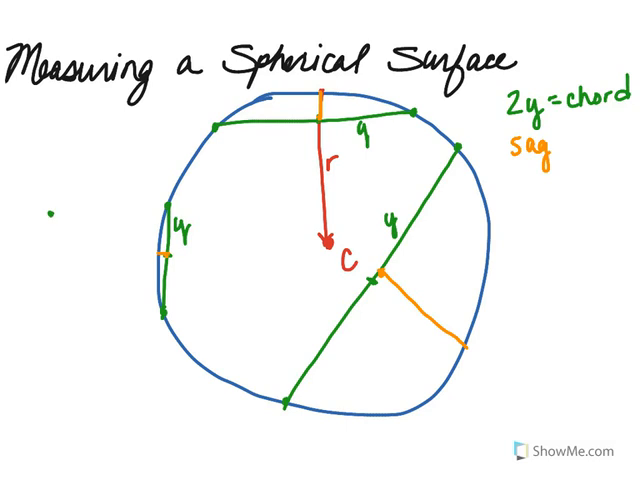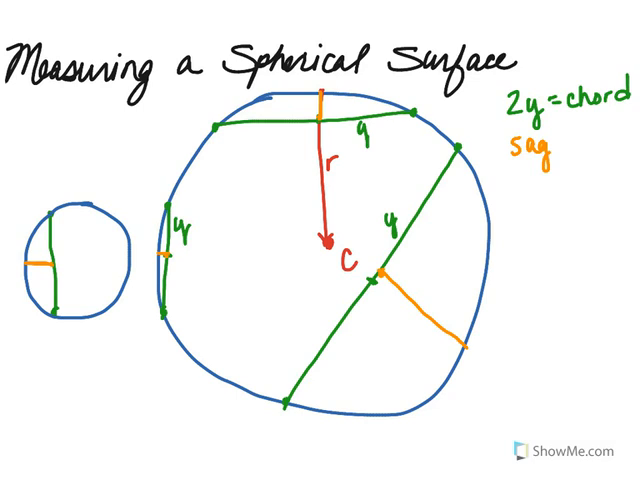We could consider another chord of the same approximate length, but if this were a chord on a smaller sphere, a smaller spherical surface, that means that this spherical surface is more curved. The sagittal height, the sag, will actually be larger for this surface.